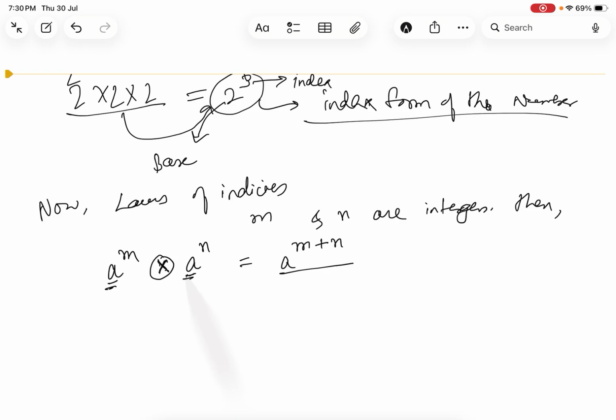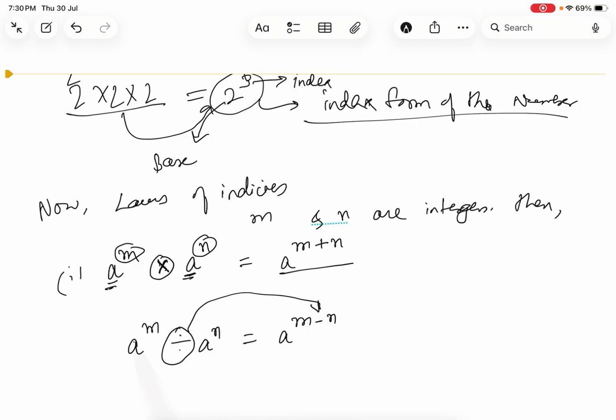So if the bases are equal or the same, then their respective indices can be added. Second, if you have a to the power of m divided by a to the power of n, then this can be written as a to the power of m minus n. So division can be written as minus. Again, the base has to be the same. If the bases are the same, respective indices can be subtracted. This can also be represented as a to the power of m upon a to the power of n, and again you can write it as a to the power of m minus n.